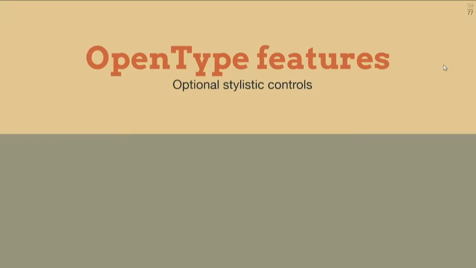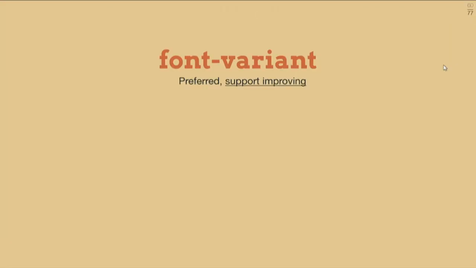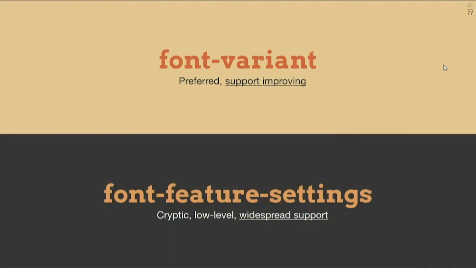So OpenType features are basically a set of stylistic attributes that you can control. And then in CSS, you say which of those you want. Now, when I first started giving talks about this, which is now 4 or 5 years old, I used to have to explain that there were 2 syntaxes. There was font-variant, which is nice and easy to understand. And then there was font-feature-settings, which is very low level and uses cryptic little codes and everything. You don't have to make that choice anymore. Font-variant, for all the things I'm about to show you, is supported widely.